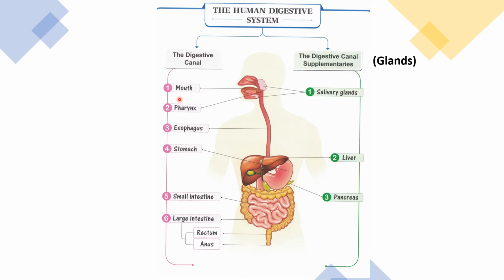It consists of the mouth, pharynx, esophagus, stomach, small intestine, and large intestine. The digestive canal supplementary glands are three glands: the salivary glands, which open in the mouth, the liver, and the pancreas.